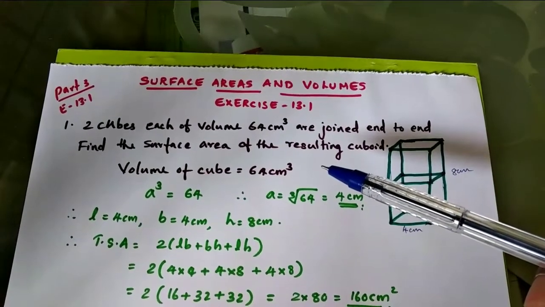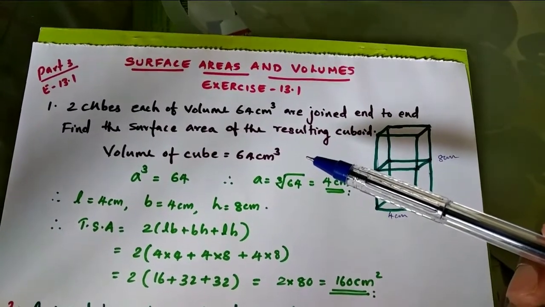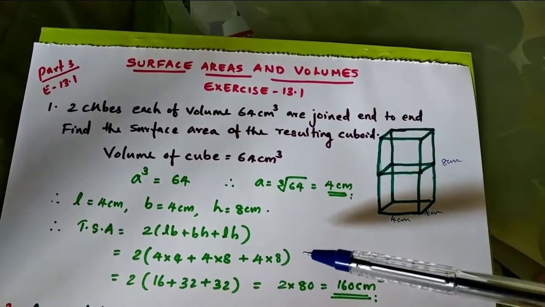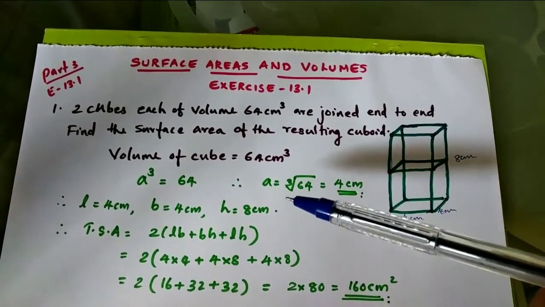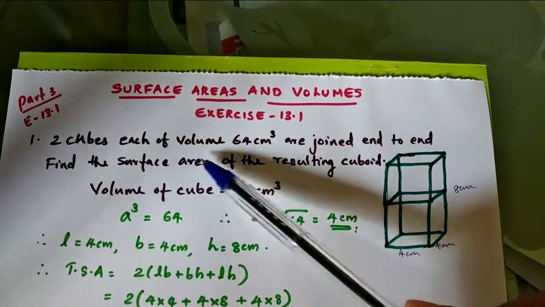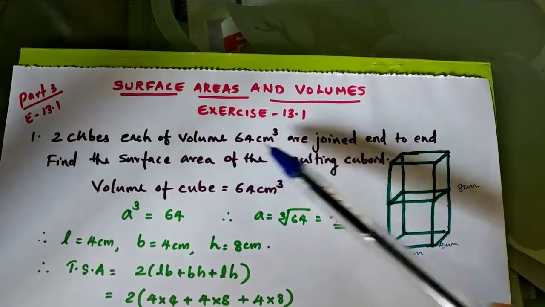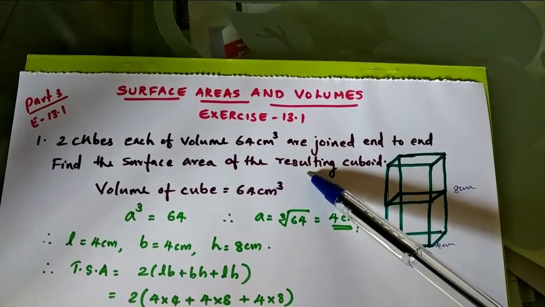Last day we discussed some formulas about surface area and volumes. Now in this video we have to discuss some problems from exercise number 13.1. Question number 1. What is the question number 1? Two cubes, each of volume 64 centimeter cube, are joined end to end. Find the surface area of the resulting cuboid.